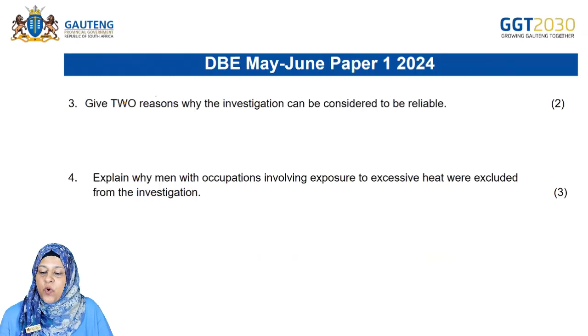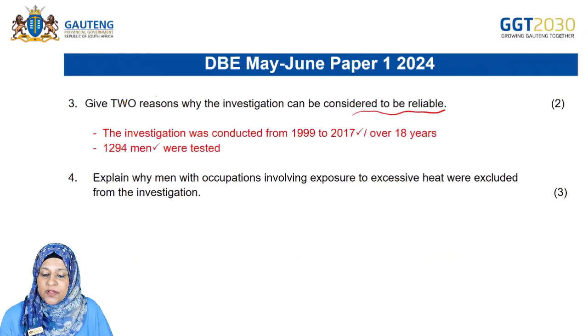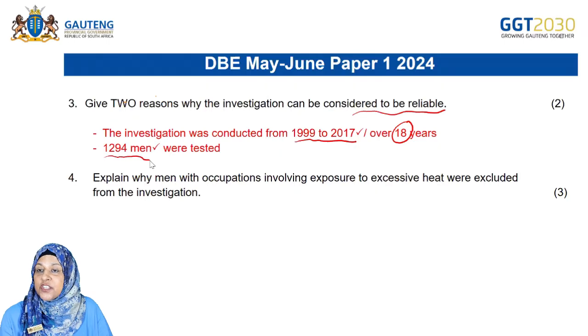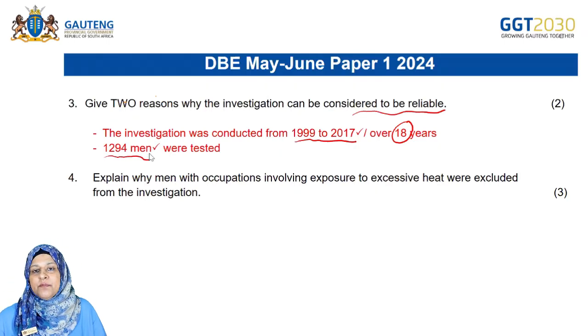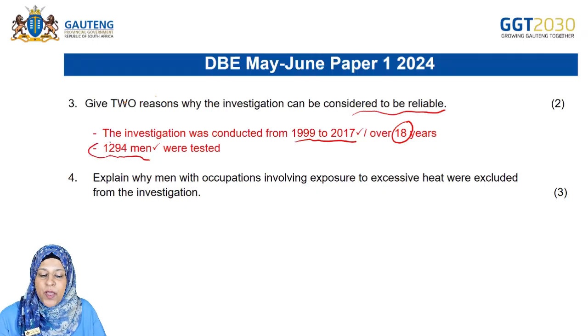Give 2 reasons why the investigation can be considered reliable. Why do you think it was reliable? It was conducted from 1999 to 2017, over 18 years. That was the length of the investigation. And then sample size, 1294 men were tested. So they used a large sample size, but you have to give the number of the sample size that was used, because remember, we are moving away from generic answers.